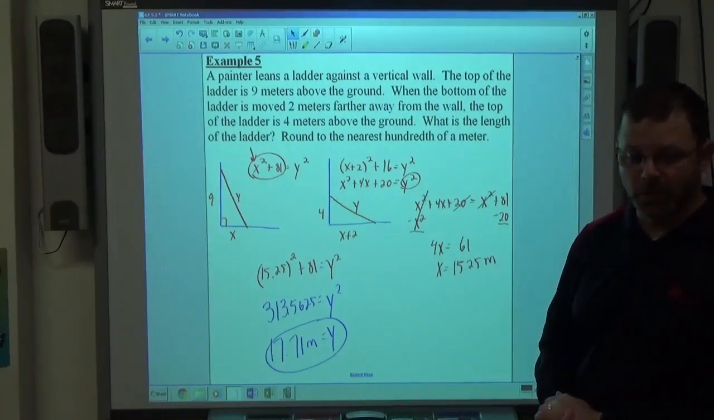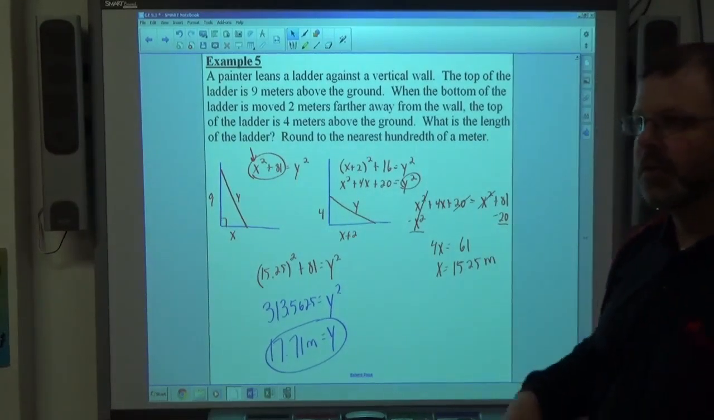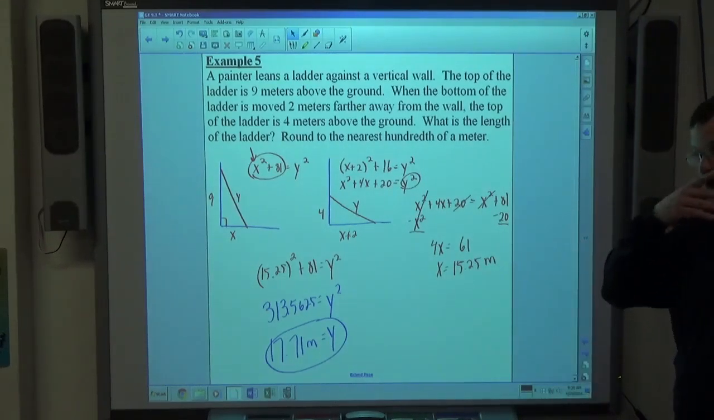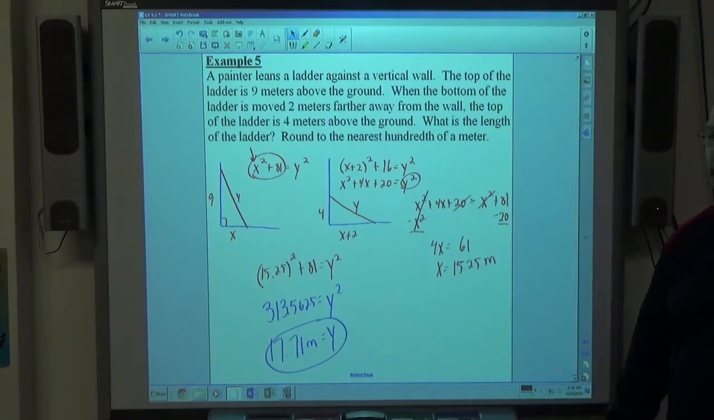So that's the whole idea there. Using properties of geometry in order to create equations, and then once the equations are created, you solve your system of equations like normal.